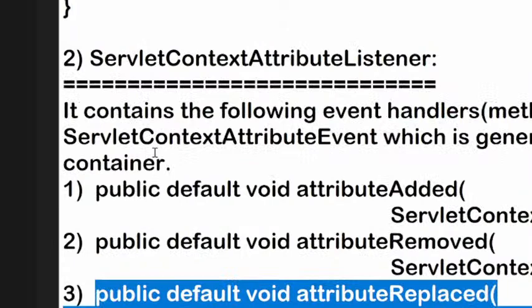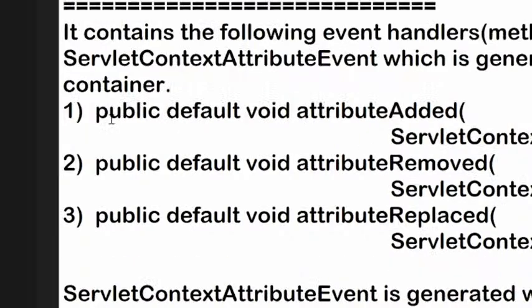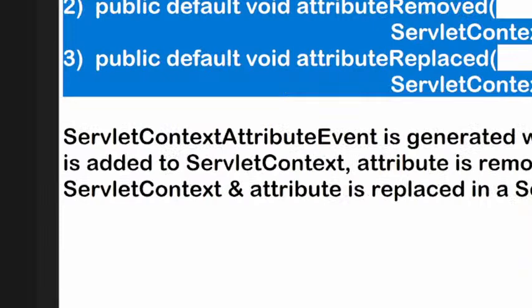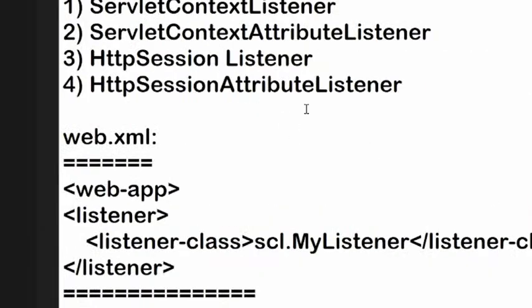So what do you have to do? You have to write one more class. That class implements this interface, and you have to override these three methods. These three methods are then automatically executed. Okay. Now, the third one, HttpSessionListener.